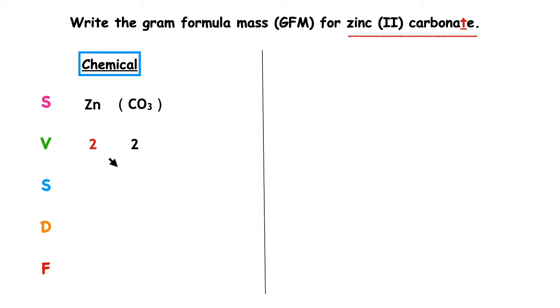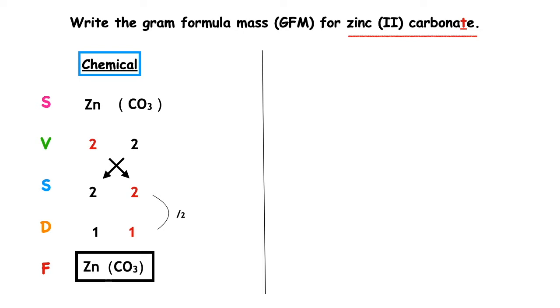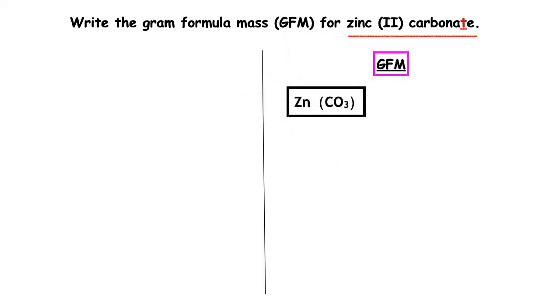Swap the valencies over. What's the highest number both can be divided by? We divide it by 2. 2 divided by 2 is 1. 2 divided by 2 is 1. Which means that the chemical formula for zinc 2 carbonate is Zn bracket CO3 close bracket. We could remove the brackets, but for this example, I'm just going to keep the brackets in there.